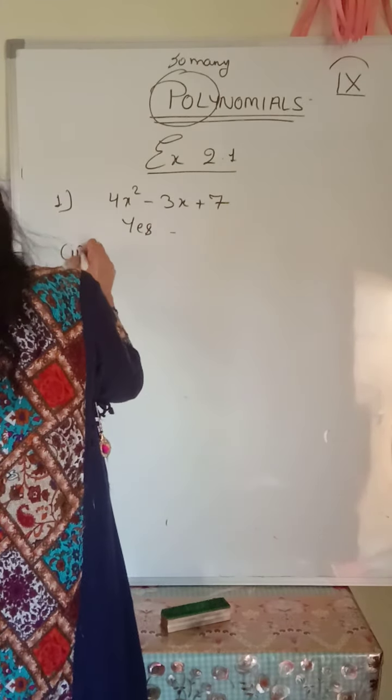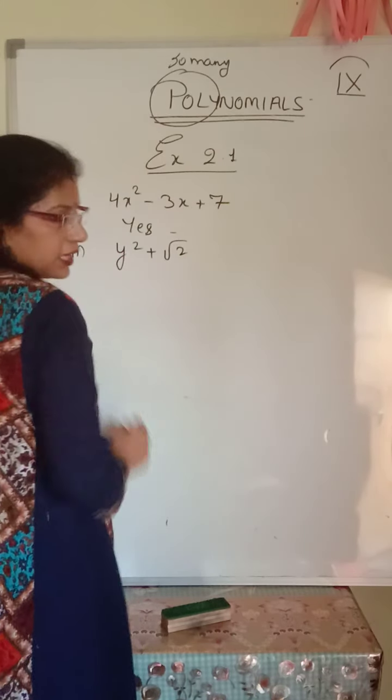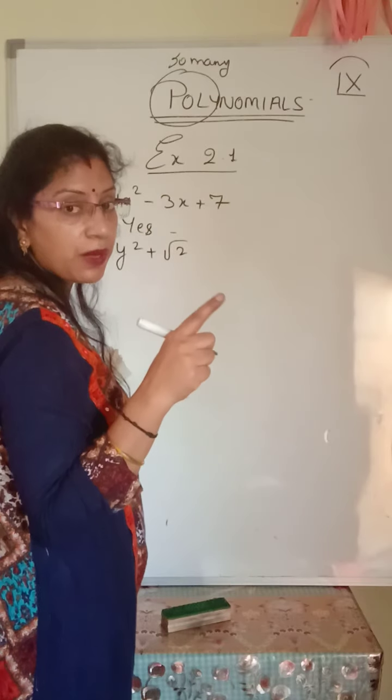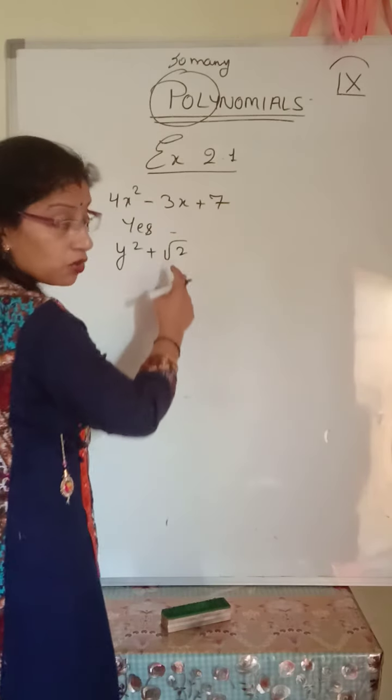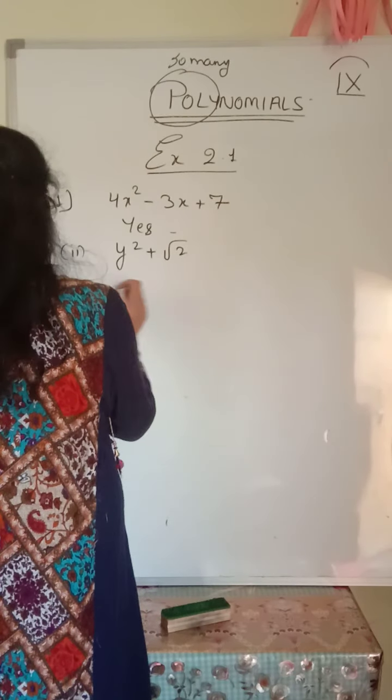Then second part, y square plus root 2. See the variable y. So it has power 2. So this is also a polynomial, a binomial. Okay, two terms.